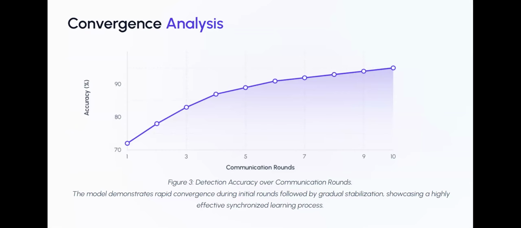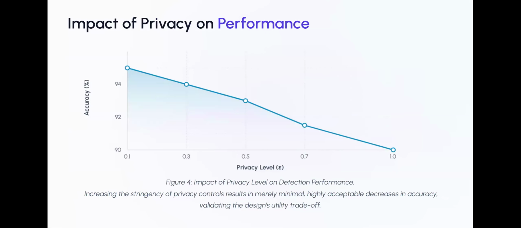If we see the convergence analysis for the federated learning process, during the initial communication rounds, the model rapidly improves as the knowledge from the multiple participants is combined. After several rounds, the learning process stabilizes. So it indicates that the global model has converged successfully.